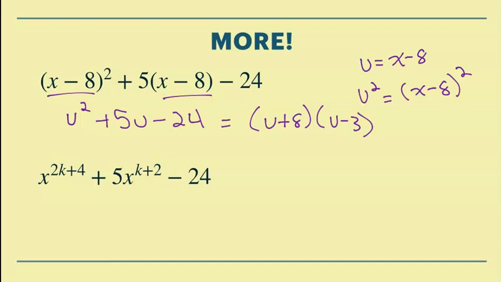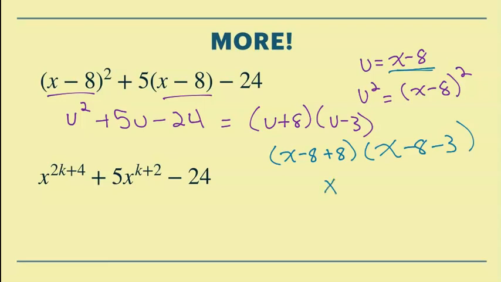All right, but now U is this x minus 8. So when I go to substitute back in, I'm going to substitute x minus 8. So I get x minus 8 plus 8 and x minus 8 minus 3. Well, I can clean that up a little bit. So this ends up being just x, and then times x minus 8 minus 3 is x minus 11. So this is my final factored form. So I used U substitution and then I cleaned it up.